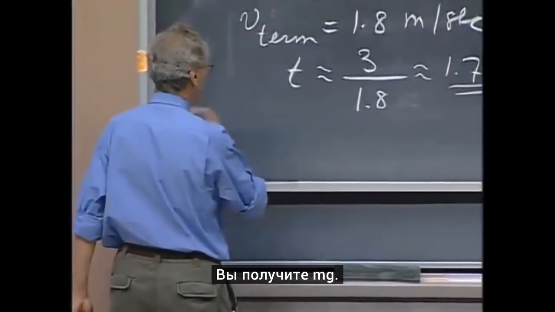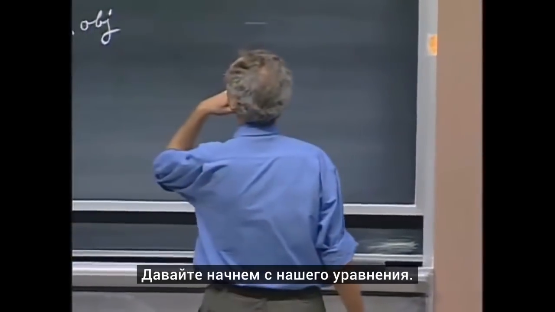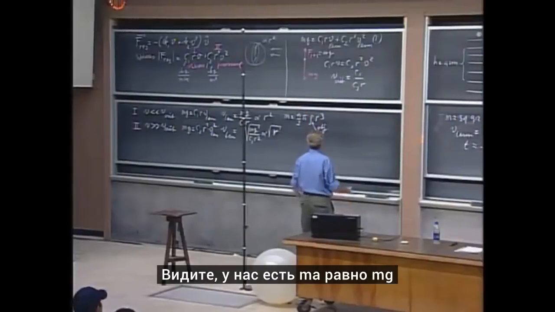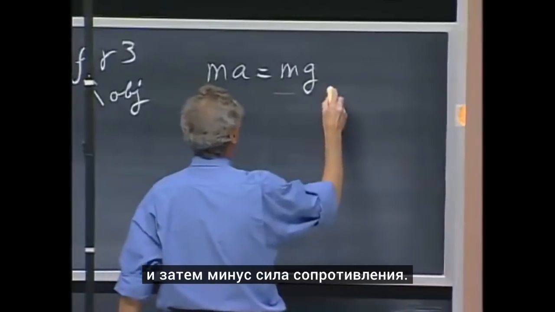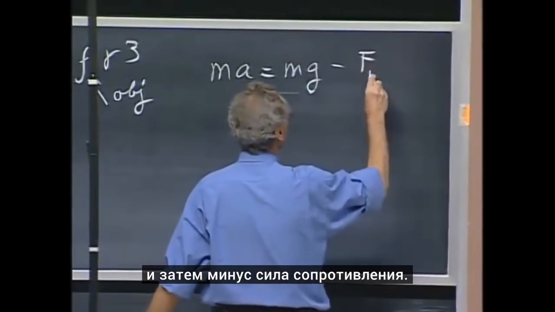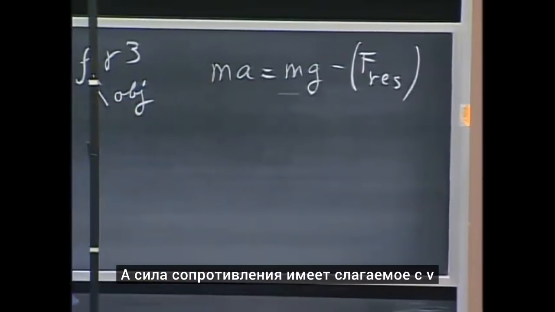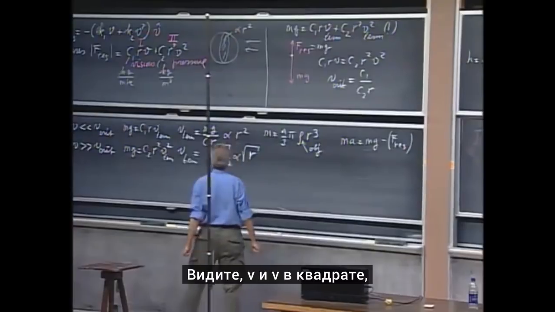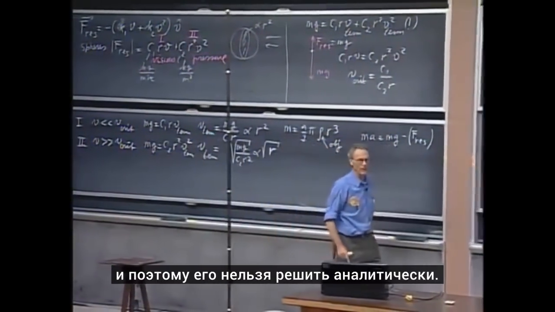You're going to get mg, you're going to get the acceleration, which is the result of, let's go to which equation we have. You see, we have ma equals mg, and then we get minus the resistive force. And the resistive force has a term in v and has a term in v squared. You see, v and v squared. And so this cannot be solved analytically.